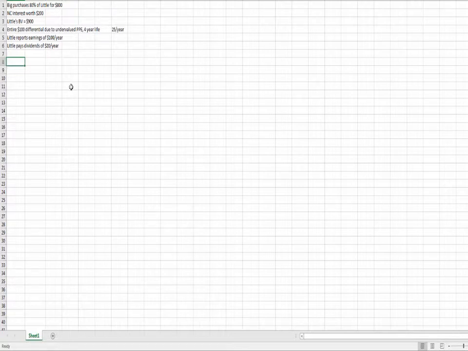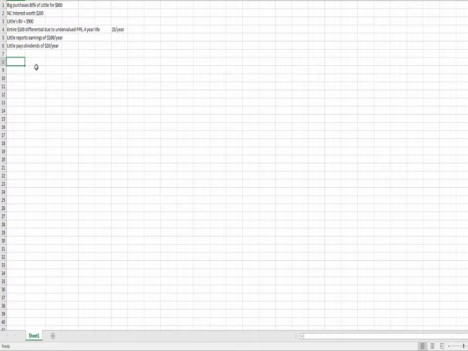Big purchases 80% of the voting stock of Little Company for $800. The non-controlling interest on that date is worth $200. Little's book value is $900, so there's a $100 differential. And let's assume that's all due to undervalued property, plant, and equipment with a 4-year life. So $100 over 4 years will be $25 per year amortization. Let's assume that Little reports earnings of $100 per year and Little pays dividends of $20 per year.